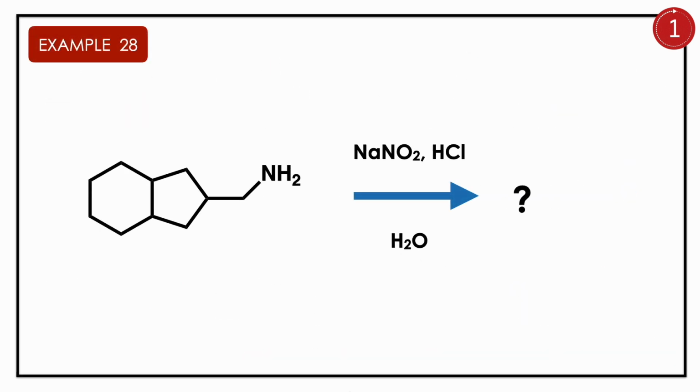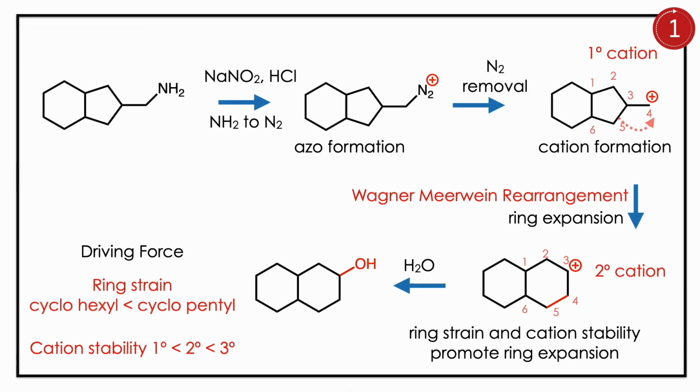Then example 28: you have a fused system, cyclohexane with cyclopentane. An amine is there. You are reacting with sodium nitrite and HCl. You are using water. You should find what the final product will be. Here the amine is there, and you are using NaNO2 and HCl, a diazotization situation. So N has to become N2 here. It is a functional group conversion. It is a diazonium salt, a cation, and it can be removed as N2. N2 is the leaving group. It's a gas. It leaves.